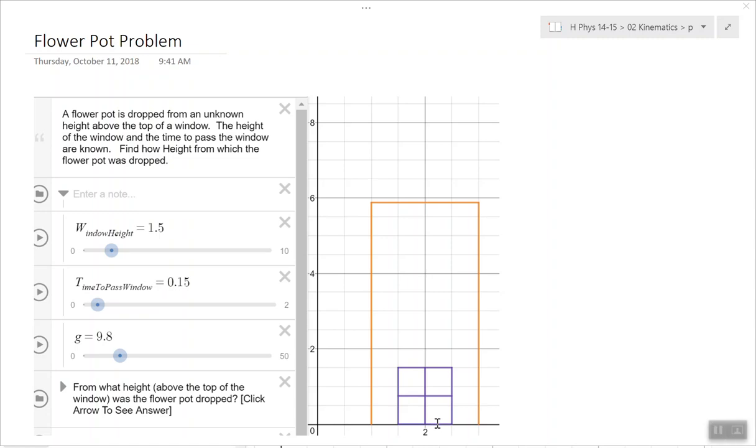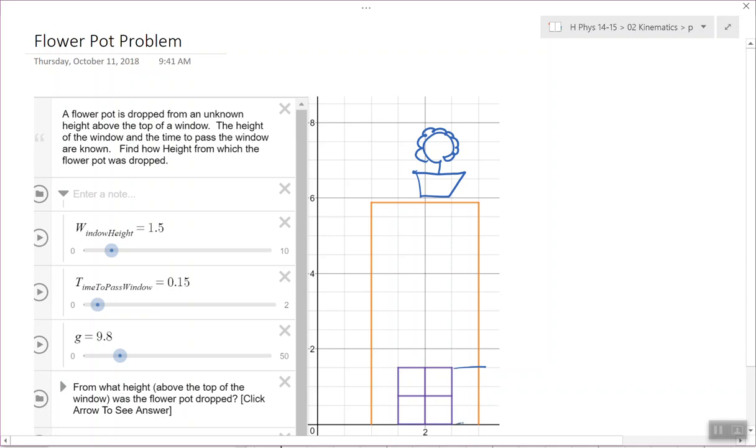Okay, so I've had a lot of students asking me about the flower pot problem, probably because I said that there would be a problem very similar to it on the test. So it's a kinematics question, and it's just a little different than most of the ones you see. In this question, I want you to imagine that there's a flower pot being dropped from some unknown height. It doesn't really matter what you drop, but it's a thing, it's falling.